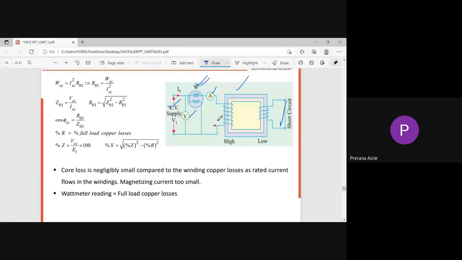So what about the iron losses in this test? In this test we neglect the iron losses. Why? Because here we apply a reduced voltage, so automatically the flux in the transformer core is a very small value. For that reason, the core losses developed are also very small, so we can neglect them in this test. Then the total losses measured by the wattmeter give us the full load copper losses.